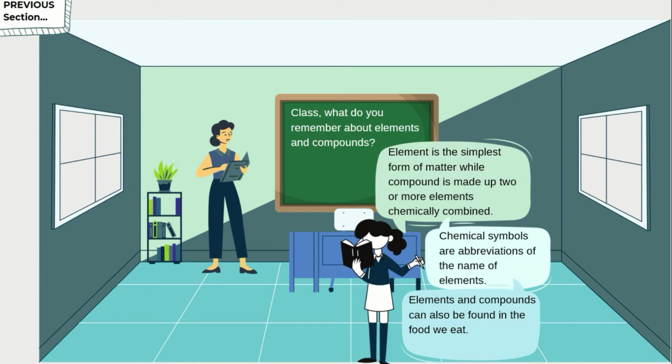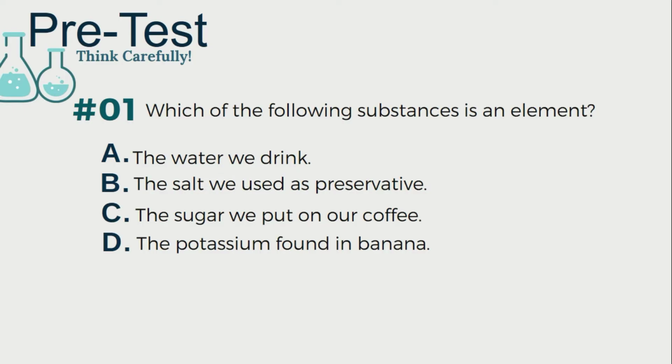Now, get a paper and a pen and answer the 5-item pre-test questions. You will be given 5 seconds to answer each question, so think carefully. Let us start. Number 1. Which of the following substances is an element? A. The water we drink. B. The salt we use as preservative. C. The sugar we put in our coffee. D. The potassium found in banana.